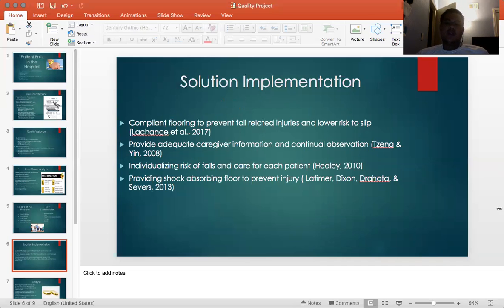Individualizing risk of falls and care for each patient is another one. Just knowing each patient is different and individualizing each of them is important. Next is providing shock-absorbing floor to prevent injury. Basically, if there is a fall, having a different flooring that is soft can help prevent injury.